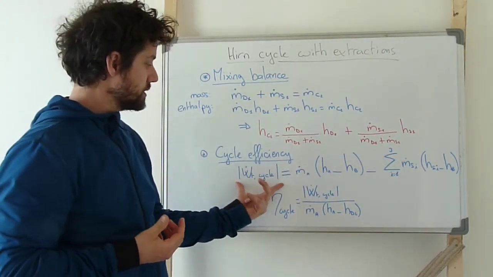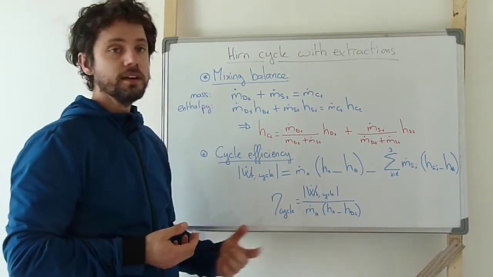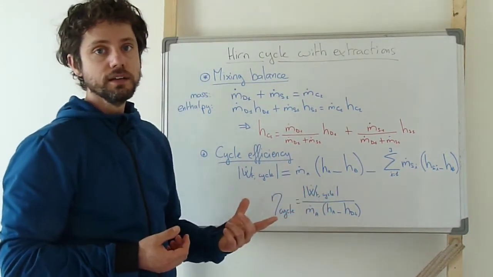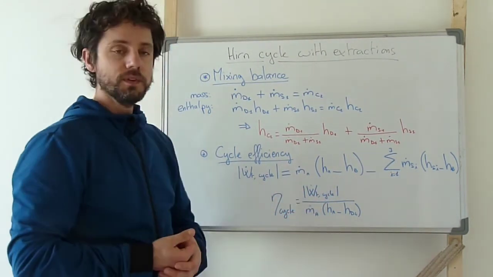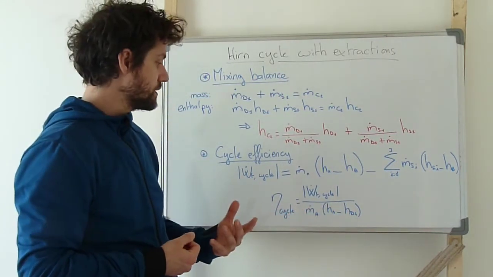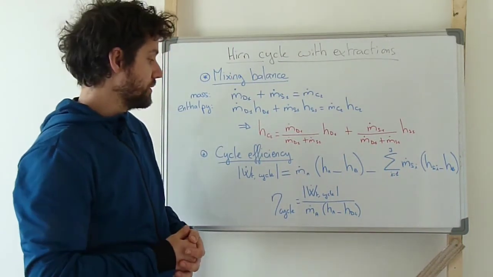So now that the technical power of the turbine is properly defined, the efficiency of the cycle is still the same. It's the ratio between the absolute value of this technical power divided by the heat that needs to be exchanged and paid in the vapor generator.